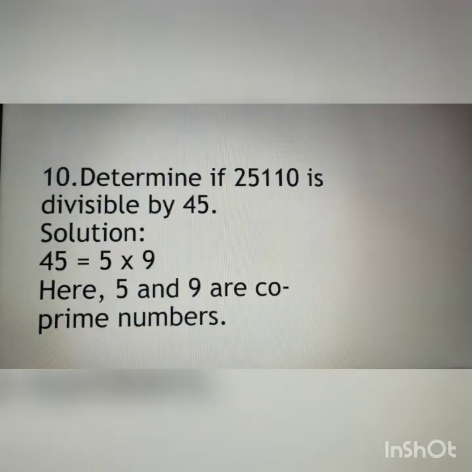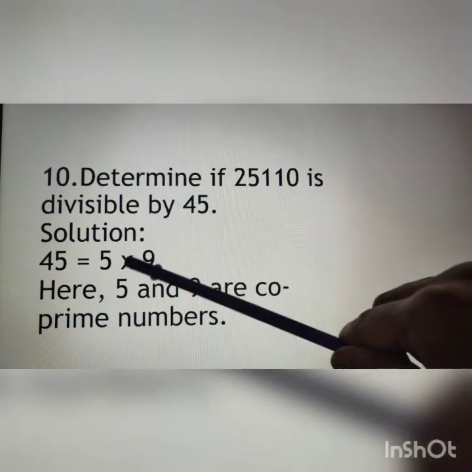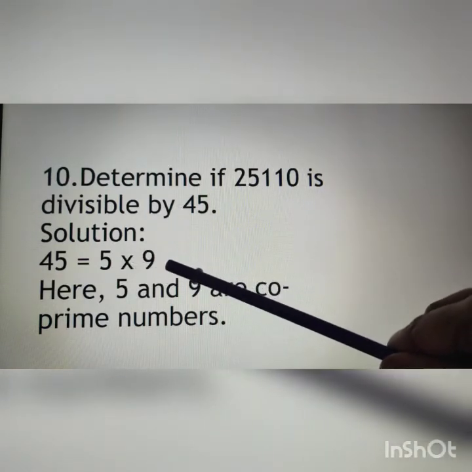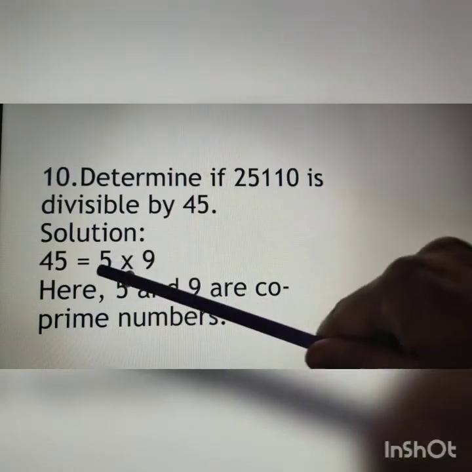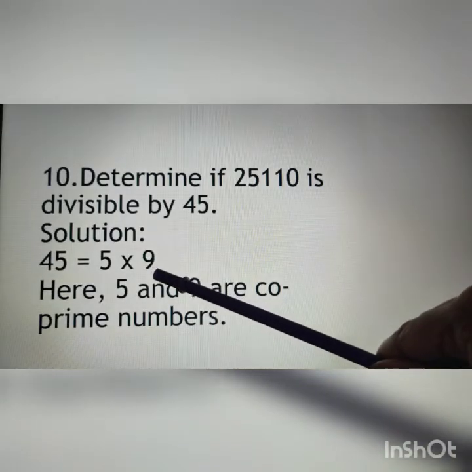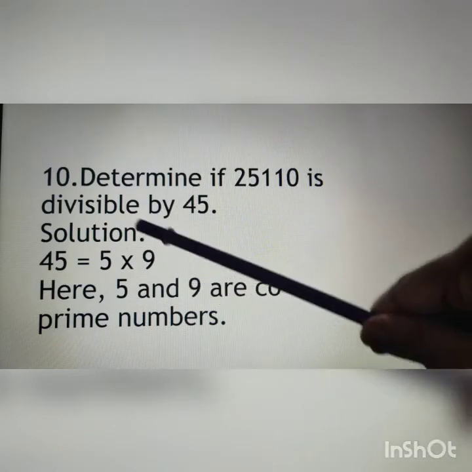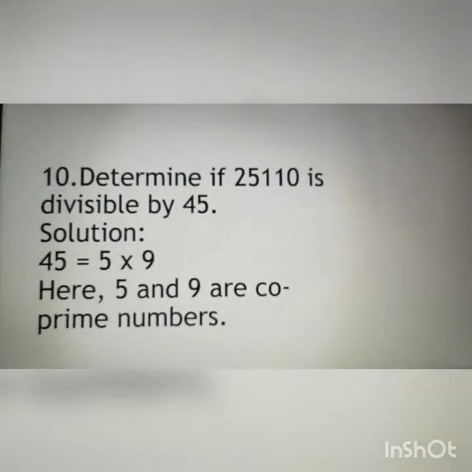Question number 10. Determine if 25,110 is divisible by 45. Solution. 45 is equal to 5 into 9, we know. And we know if a number is divisible by two coprime numbers, then it is divisible by their product 45. Here 5 and 9 are coprime numbers. So we have to check whether the given number is divisible by 5 and divisible by 9. If it is divisible by 5 and 9, then it is divisible by 45 also.